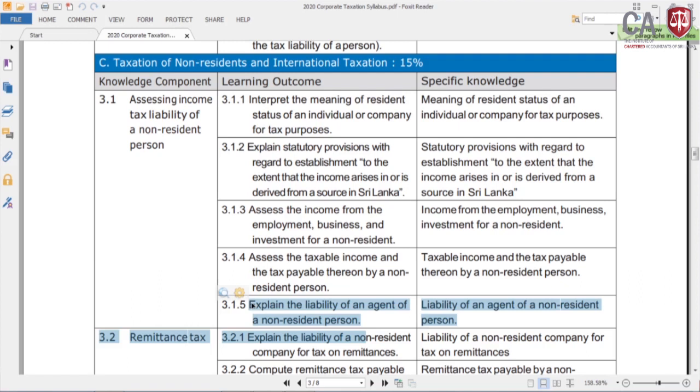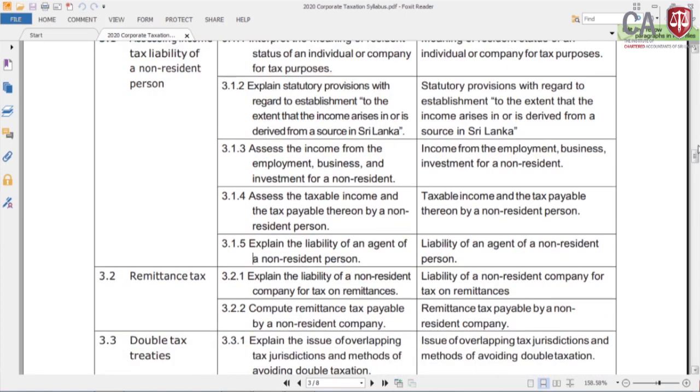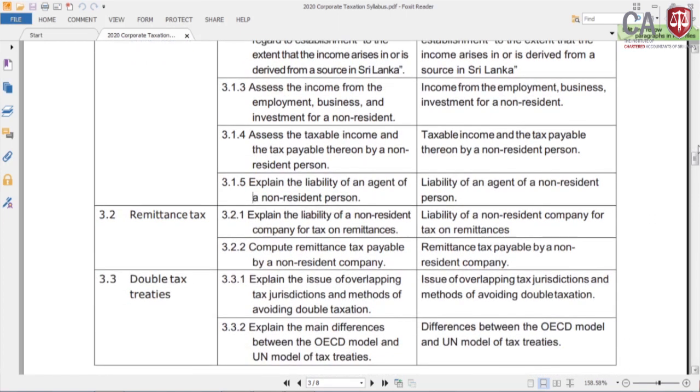Dependent agent of a non-resident person. Based on the dependent agent, how does that non-resident person earn or derive income from our country, Sri Lanka? These are really important. Then the next part of the discussion of non-resident taxation, the learning outcome, is the remittance tax. When you are remitting profit outside Sri Lanka, what is the applicable tax?